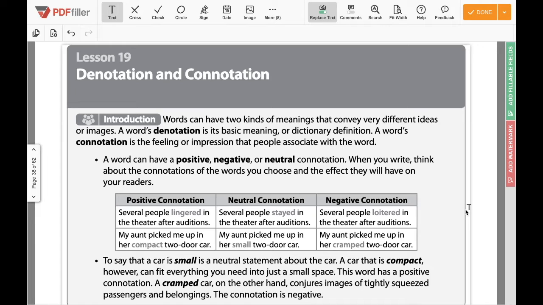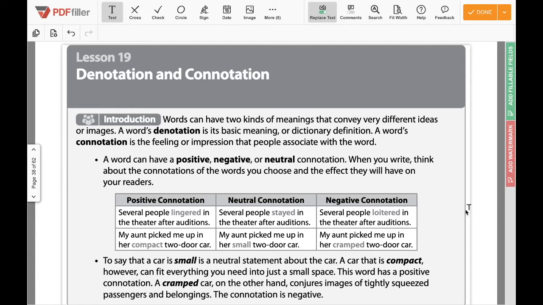So if we look at the top there, it says words can have two kinds of meanings that convey very different ideas or images. A word's denotation is its basic meaning or dictionary definition. So that's what we're trying to look for when we are using context clues: we're trying to determine the word's basic meaning or its denotation. So the denotation is just the formal word for its basic meaning or dictionary definition. What does the word actually mean?